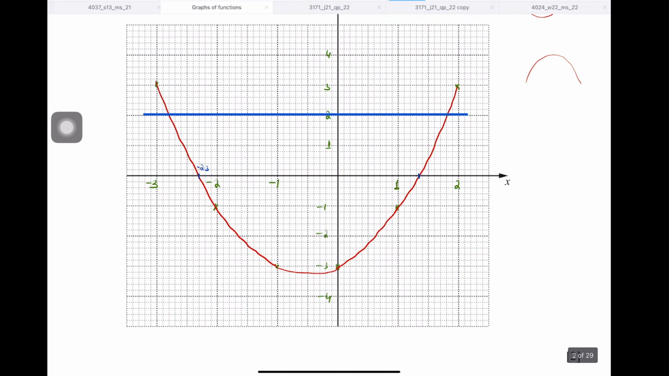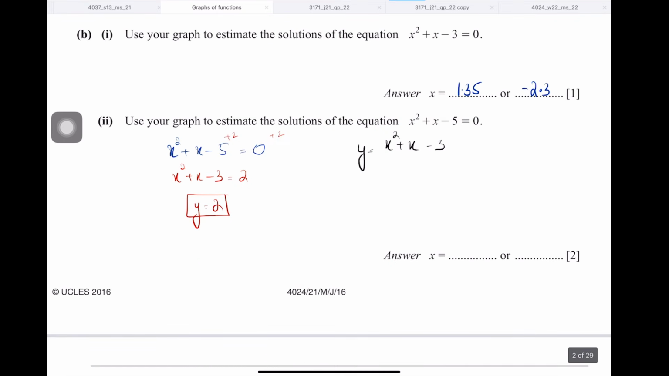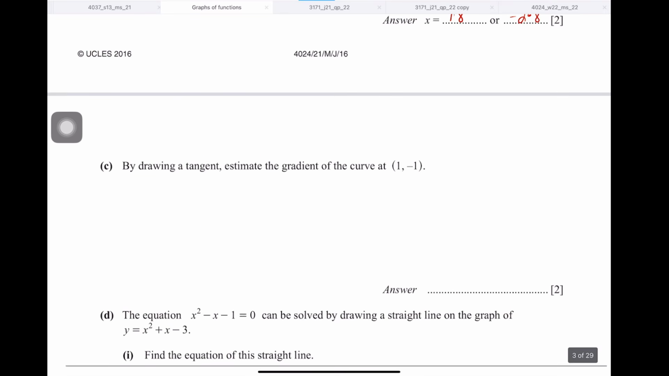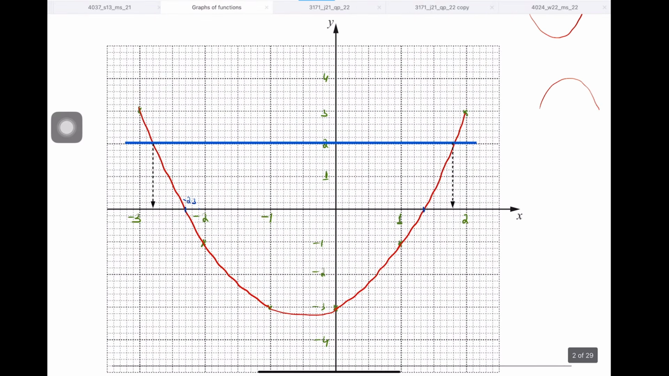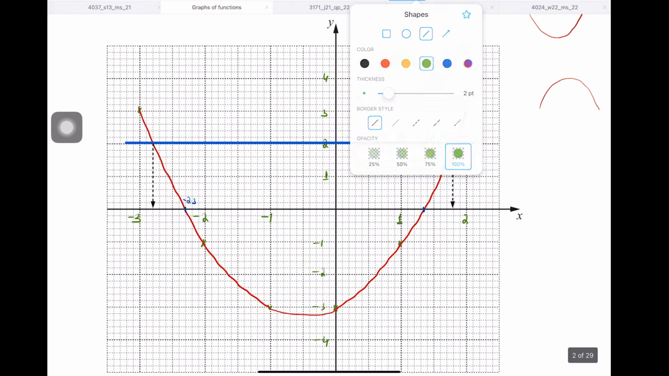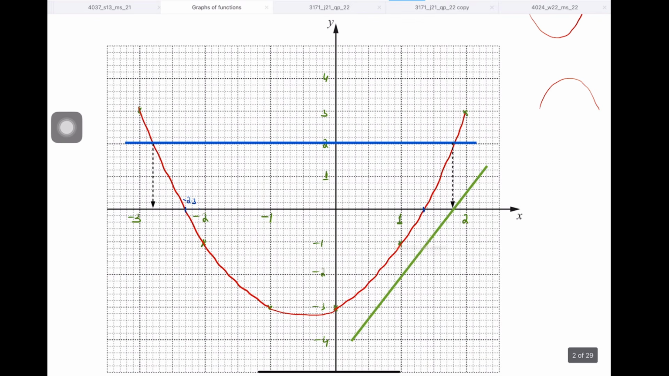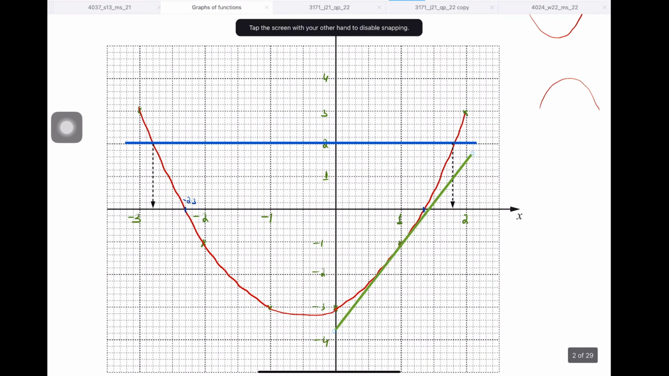So here's the line y equals 2. Let's find out the solution. So one is 1.8 and the other is -2.8. So 1.8, -2.8. Let's write that down. There you go. Then it says by drawing a tangent, estimate the gradient of the curve at 1, -1. So x is 1. That's where we have to draw the tangent. So let's do that. Again, remember the properties of the tangent.